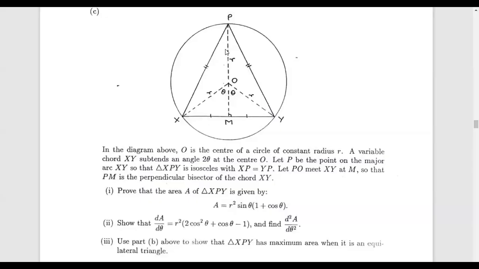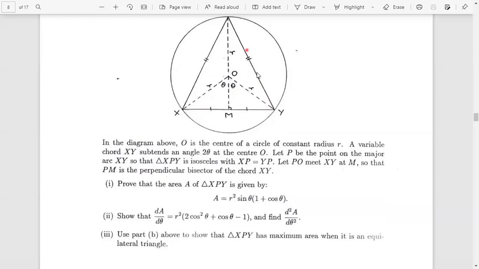Over here, we're taking a look at a max-min question involving geometry. So we've got a circle. Inside this circle is a triangle, and it's split up. The center of the circle is here. It's split up in a few different ways.